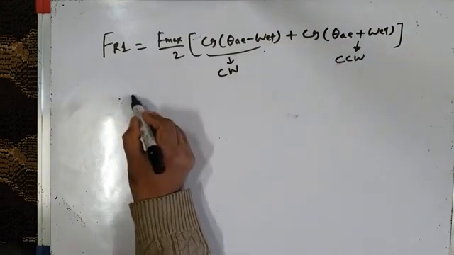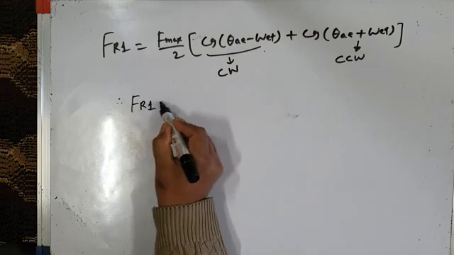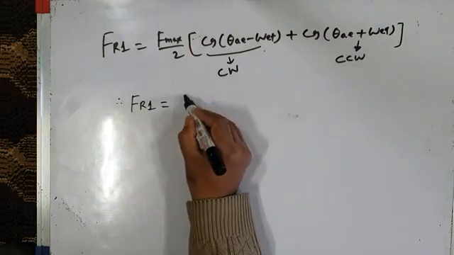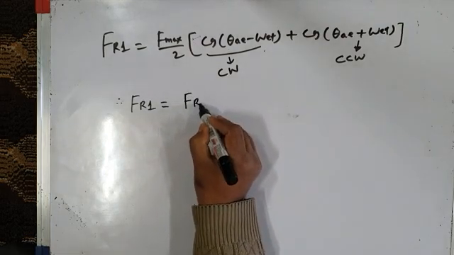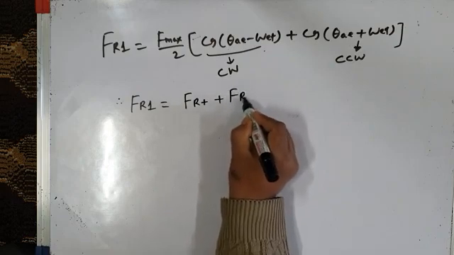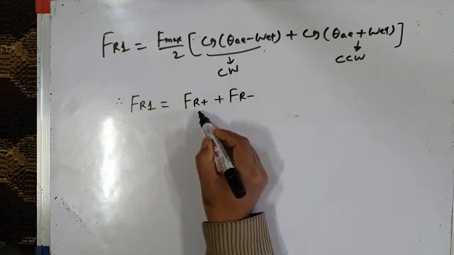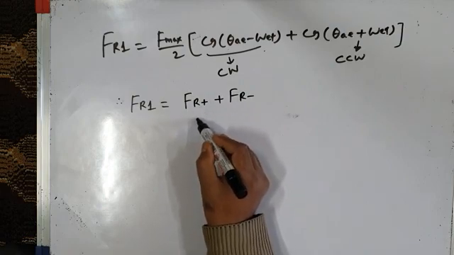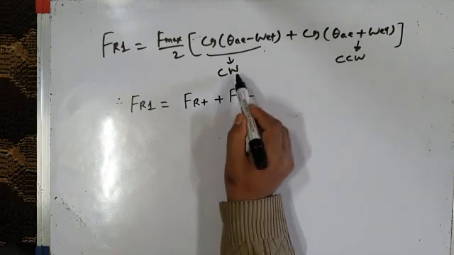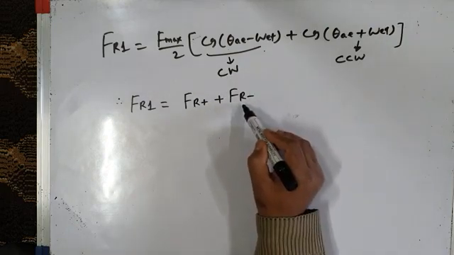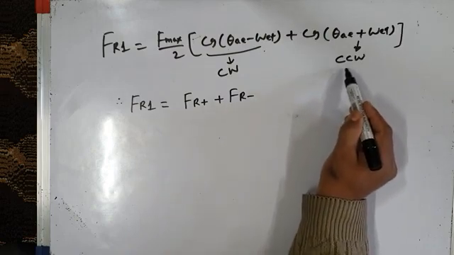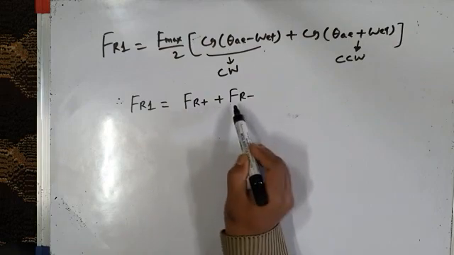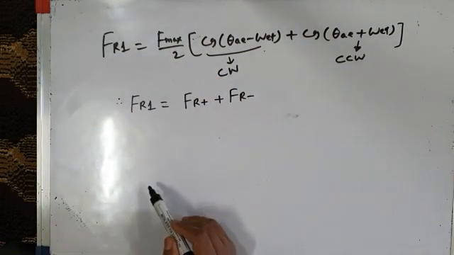So therefore, we can write that the fundamental component of MMF produced by current flowing in a single phase induction motor winding is equal to Fr plus Fr minus, where Fr plus is the component of MMF which is revolving in the clockwise direction, and Fr minus is the component of MMF which is revolving in the counterclockwise direction. If you add these revolving magnetic fields together, it will again give rise to a pulsating magnetic field.